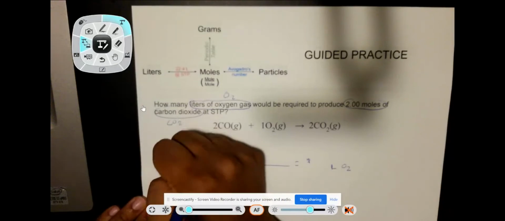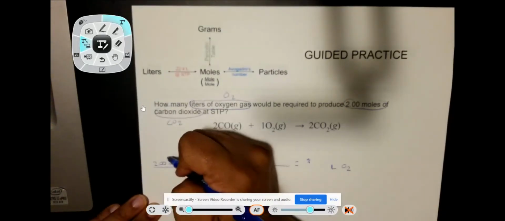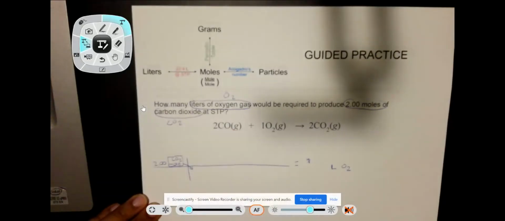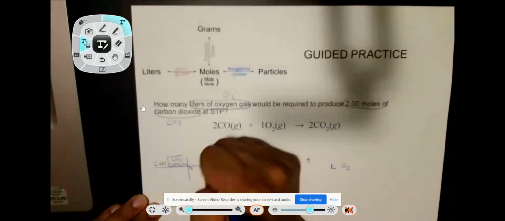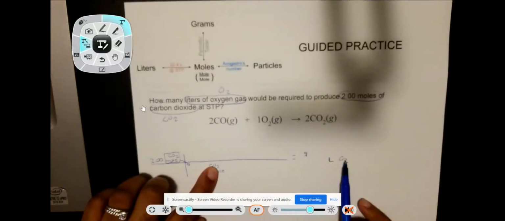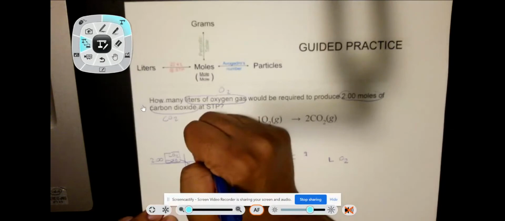Okay, then we're going to draw our line. And the first thing we're going to do is take this unit and bring it down here. And now we have moles of CO2 at the top. But we're at CO2 and we want to get to oxygen. So we are now going to convert from moles of CO2 to moles of oxygen. So we're going to have moles of oxygen at the top.